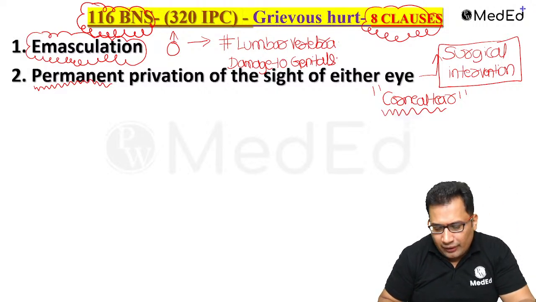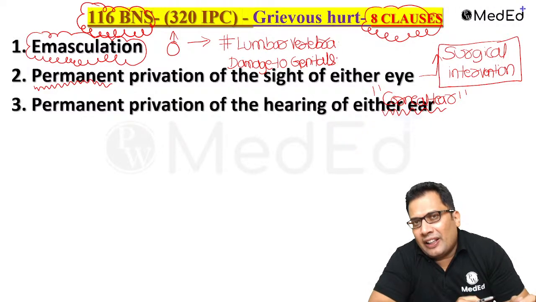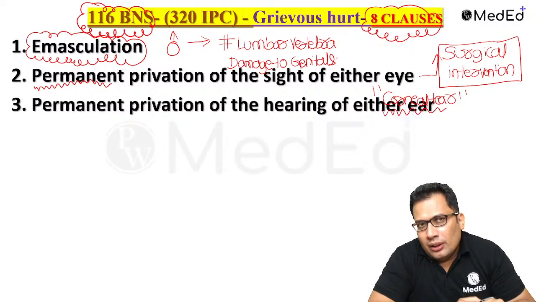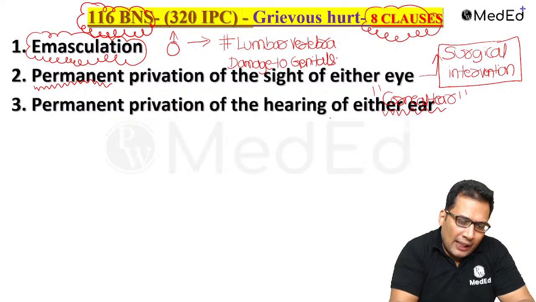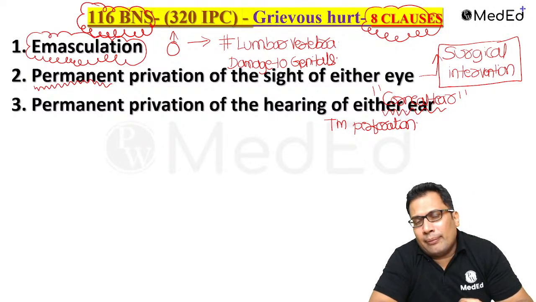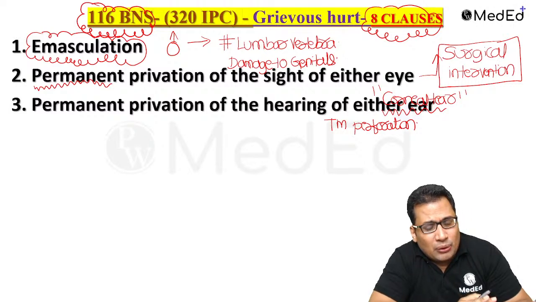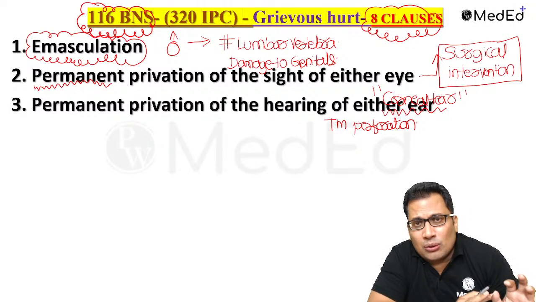Then clause number 3, permanent privation of hearing of either ear. For example, tympanic membrane perforation. When there is a tympanic membrane perforation, there can be conductive deafness. It can be complete, or it can be partial. It is not associated with any surgical intervention. It is all due to the natural course.